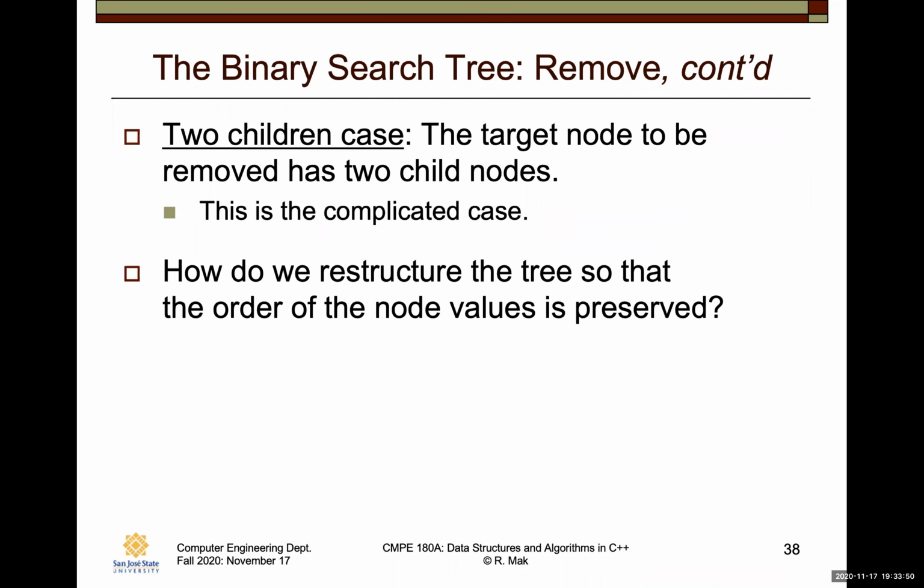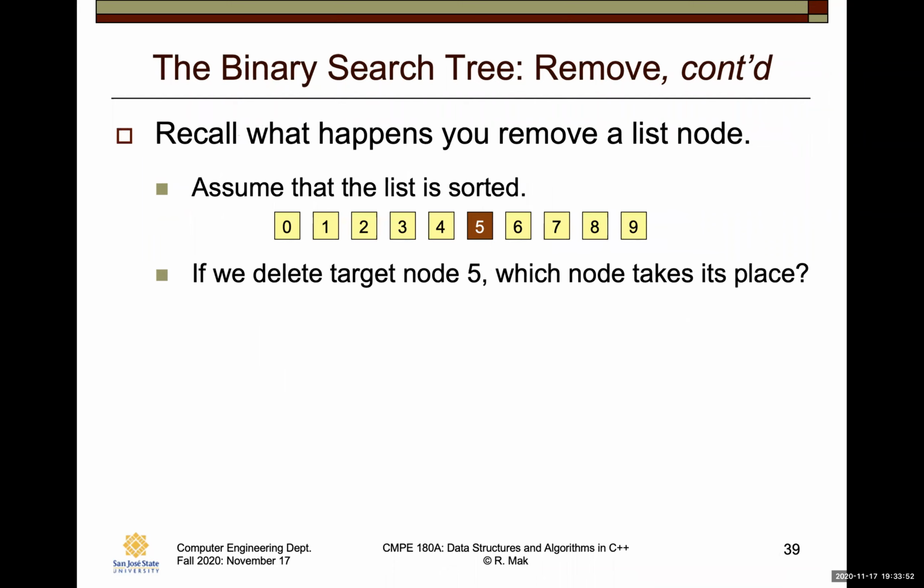Now, I'm going to start with a little diversion. Here is a list. It's got a bunch of values and it's sorted. And we're going to remove the 5. What we want to make sure is that after we remove the 5, we still have a sorted list. So how can we do this? I'm going to show you a convoluted way of doing it, and then we're going to use this convoluted way to apply to a binary search tree.